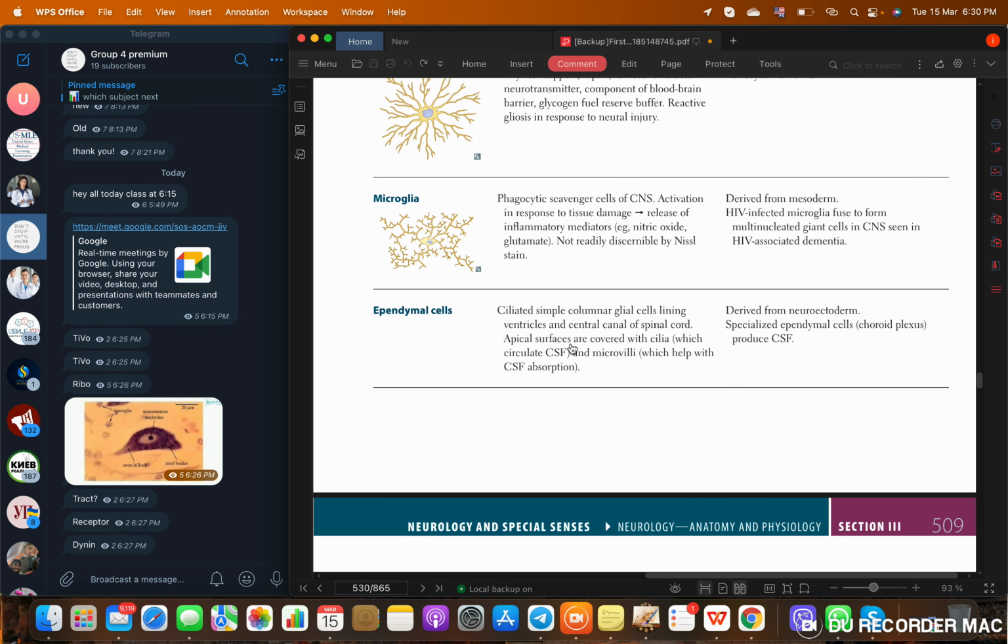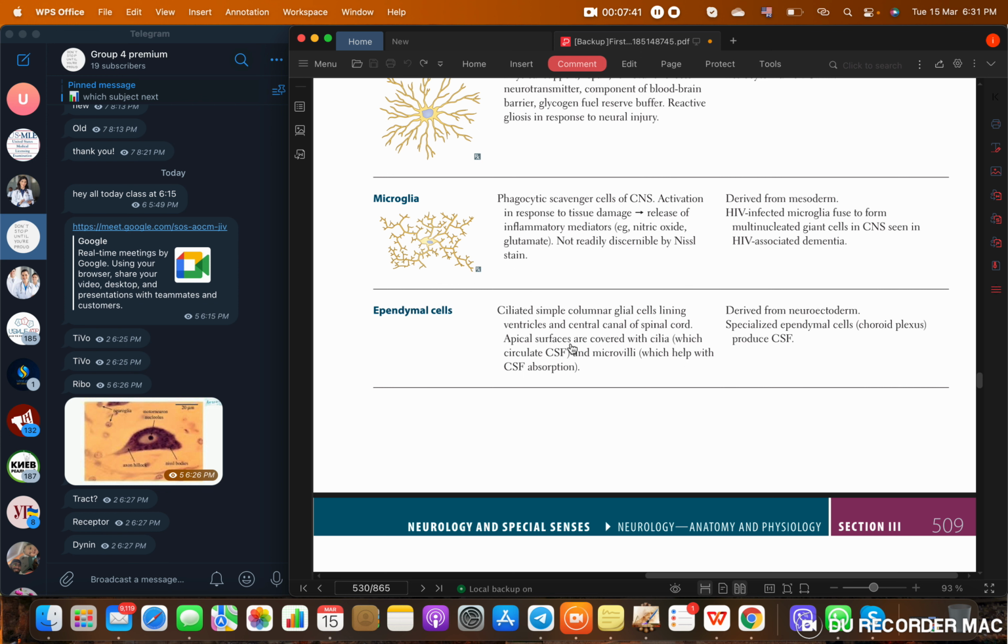Okay, so what about microglia? They are basically the macrophages of the brain. So phagocytic scavenger cells of the CNS. So basically you remember the liver had the Kupffer cells, the lung the dust cells, the skin the Langerhans cells, the brain will have the microglia cells. Activation in response to tissue damage, release of inflammatory mediators such as nitric oxide and glutamate.